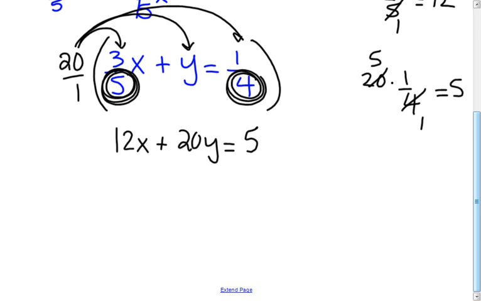Now if I look at this, I want to look at my leading coefficients. So I have 12, 20, and 5, and I want to make sure that there is not a number that goes into all 3 of those other than 1, and there is not here. So this would be my answer in standard form.